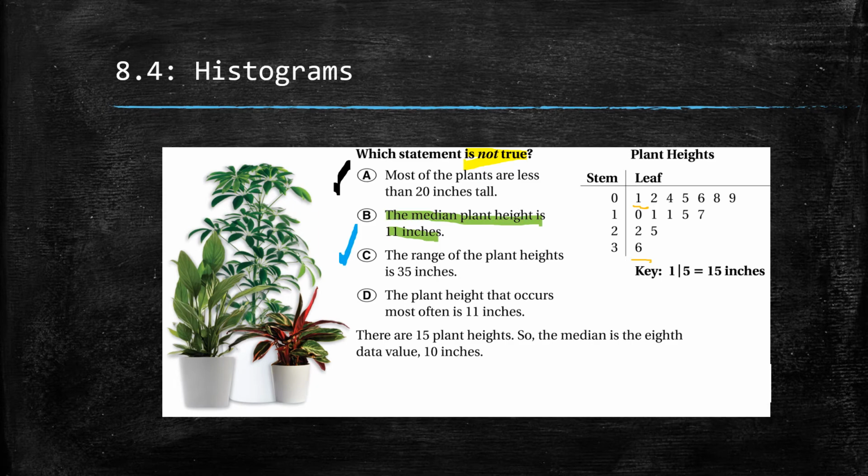And D, the plant height that occurs most often is 11 inches. And when I look at that data, I see that I have 2 1s in my leaves, so under the 1's place value, that would be 2 that are 11. And I don't have any other numbers that repeat, so therefore that also is a true statement. So my only answer would be B.